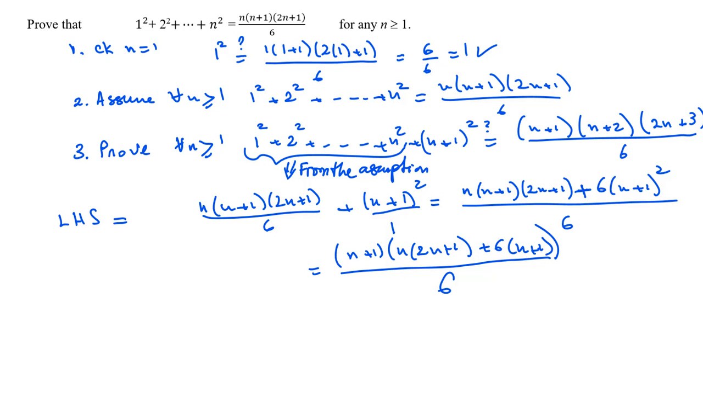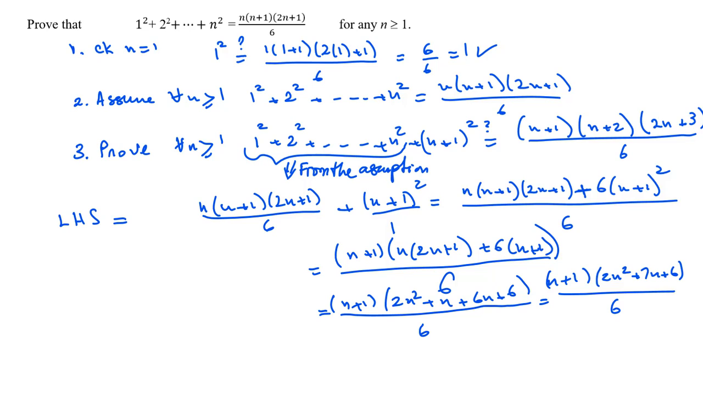So if I distribute one more here, now I'm going to add the like terms, and then as you could see, you could factor the 2n squared plus 7n plus 6. So if I factor that, I will have n plus 2 times 2n plus 3. Of course, over 6, which is the same as the right hand side.